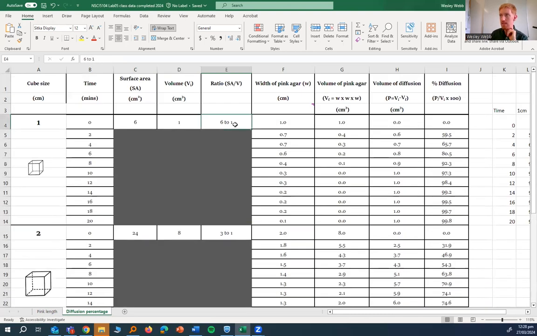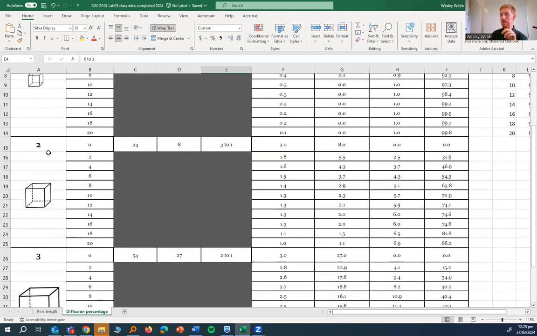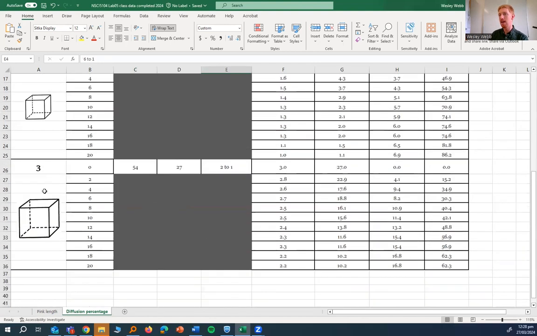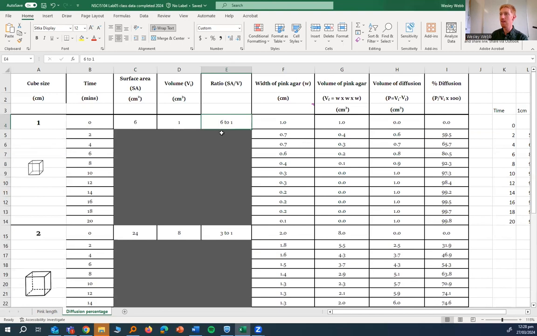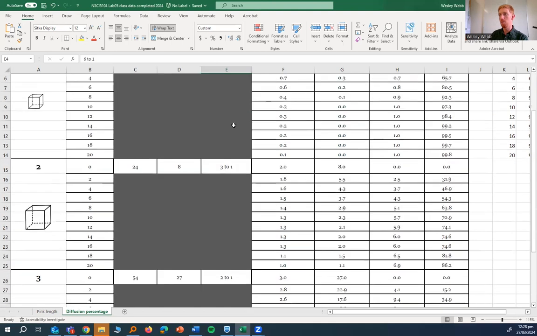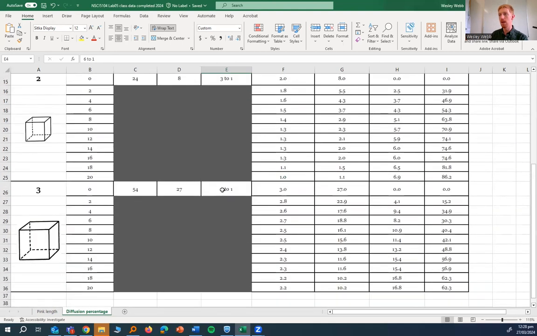If you look at the ratio, how the ratio is changing. So in that small cube, you've got a surface area to volume ratio of 6 to 1. For the bigger cube, the 2 centimeter cube, it's 3 to 1. And then in the biggest cube it's 2 to 1. So look how that surface area, there's lots of surface area per volume in a small cube, but it drops to being a lot less for the volume in a bigger cube. So that was a key point to take away from the lab.